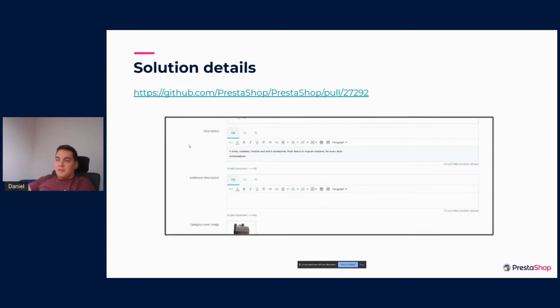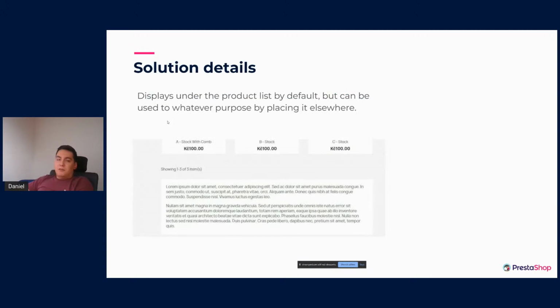This is how it looks. It's called additional description, and it's right below the main one on the edit category page. You can see the PR details if you're interested after the presentation. This is how it looks in Classic. It's going to be implemented in Hummingbird also.